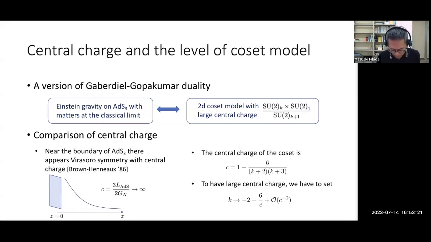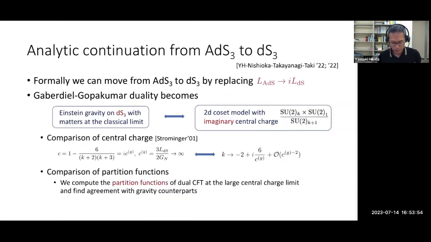Then we just solve k in terms of c, so we can expand in this way. So k is very close to -2, and the difference is somehow related to central charge. And this is a Gaberdiel-Gopakumar duality. And so this is a kind of AdS-CFT correspondence. And I want to consider some analytic continuation to construct dS-CFT correspondence.